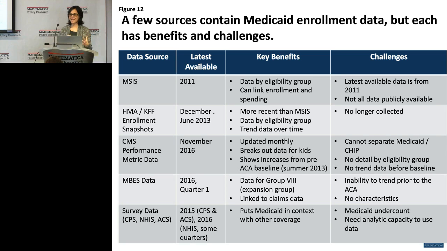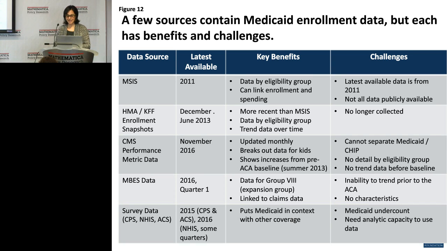The performance metric data was new. It was the first time we were actually able to get more timely enrollment data from CMS. And it provides good monthly data, and now with a breakout for adults and children, and it is helpful in looking at changes since pre-ACA and post-ACA. Unfortunately, from the data, you can't really separate out Medicaid from CHIP, which is often a problem, and we have no other detail underlying any more characteristics about the data.